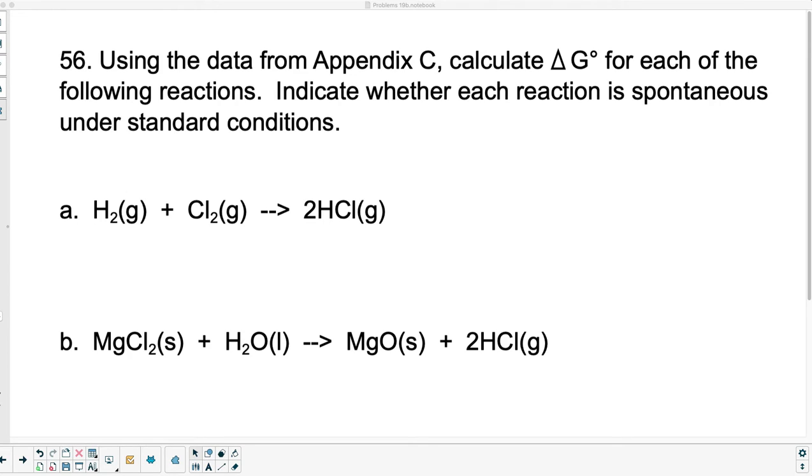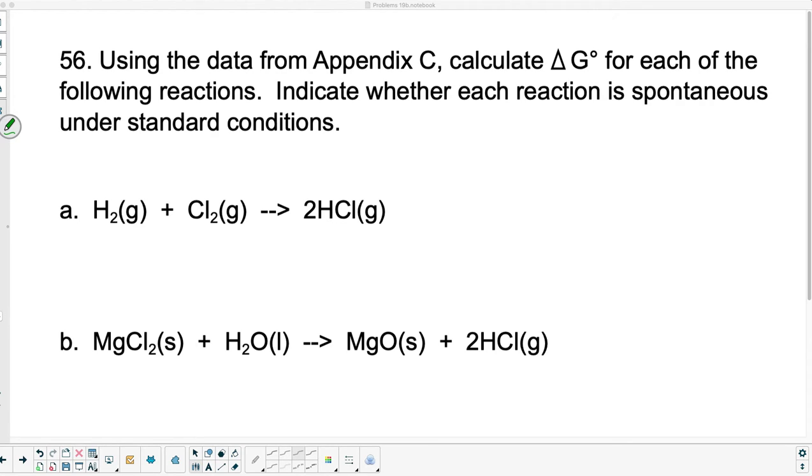All right, class. This is the second part of 19B problems. This is number 56 and 74. So let's take a quick look at this. Using the data from Appendix C, calculate the delta G standard for each of the following reactions. Indicate whether the reaction is spontaneous under standard conditions.